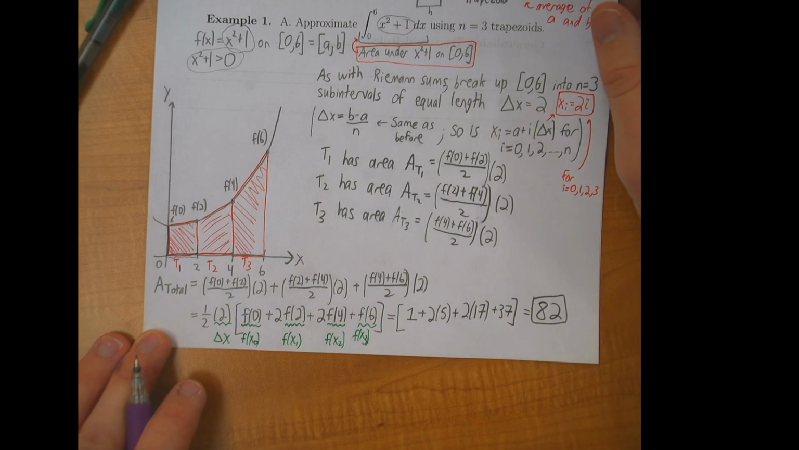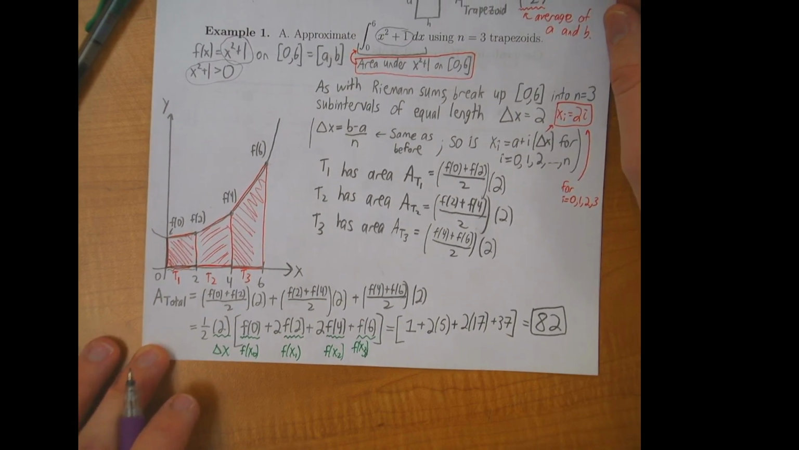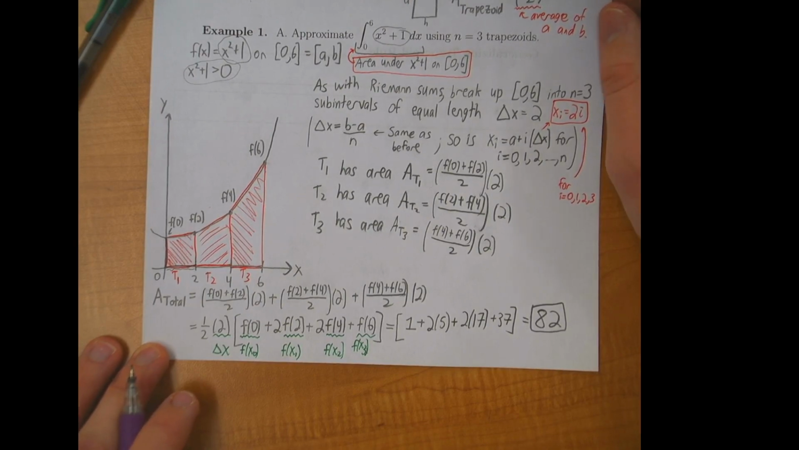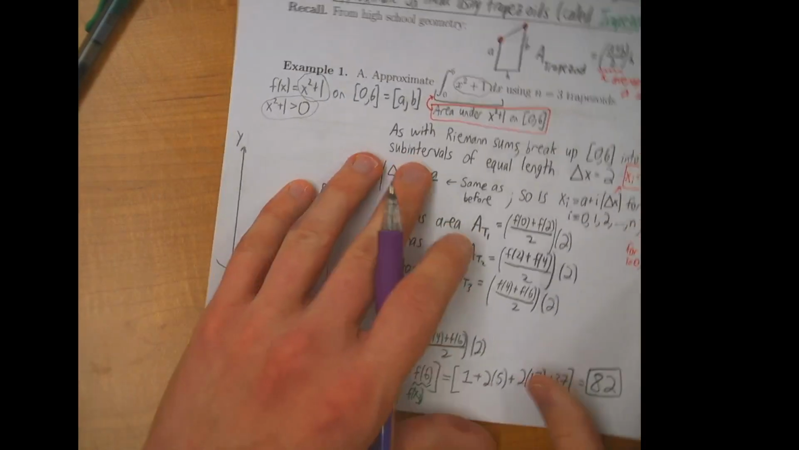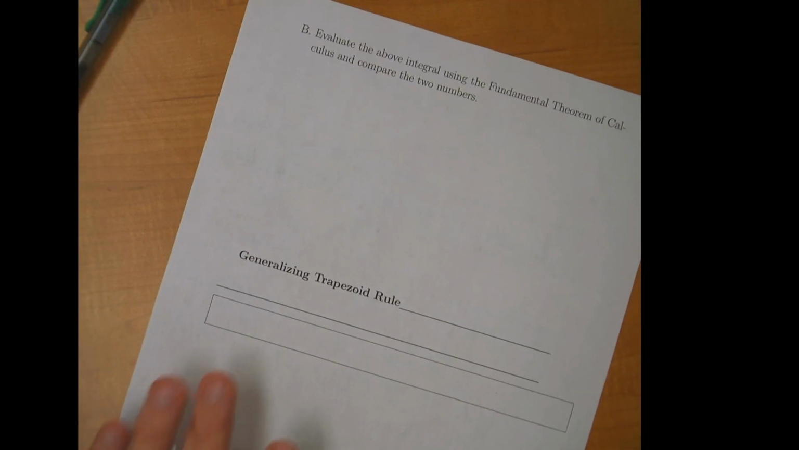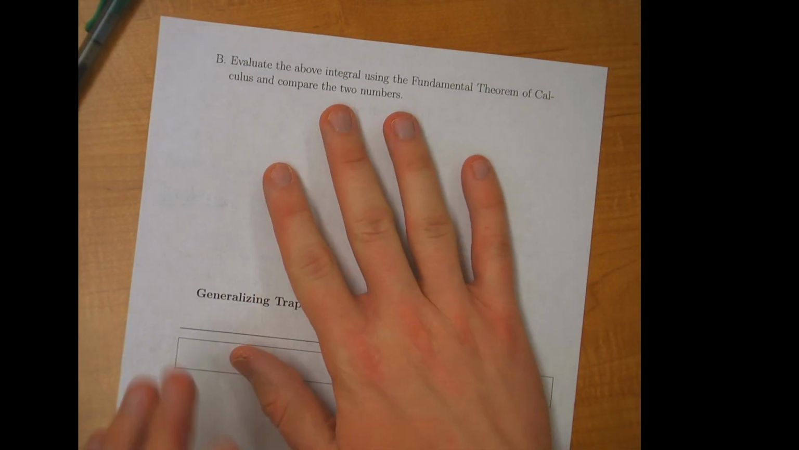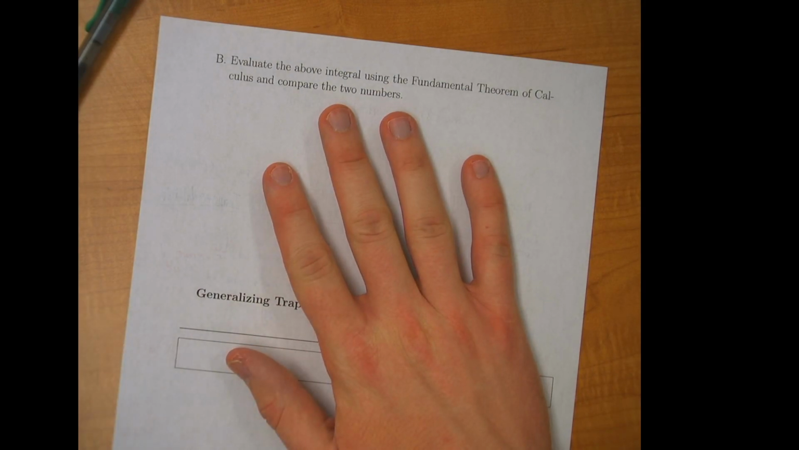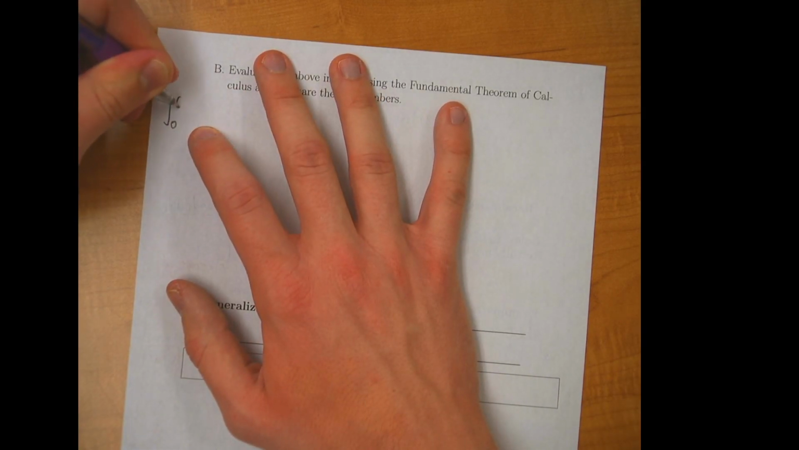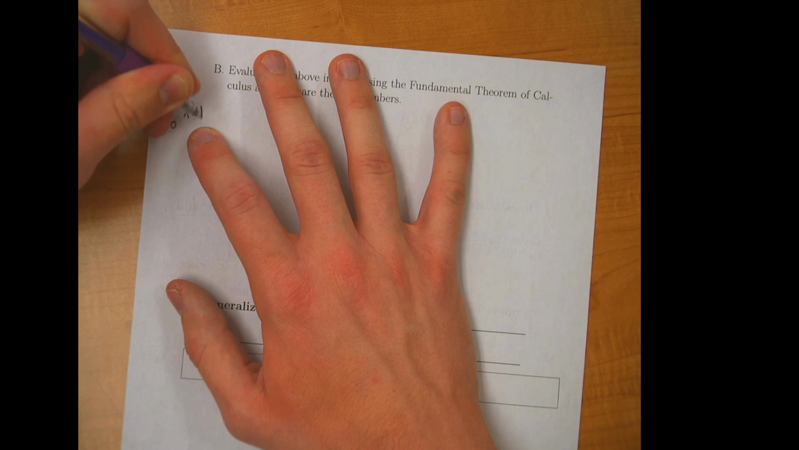Okay? So, like I said in the start, I'll give you guys a second to pause the video. Okay? So, now let's move on. So now what we're going to do is evaluate the above integral that we just talked about using the fundamental theorem of calculus and then compare the two numbers. So you have the integral from 0 to 6 of x squared plus 1 dx.